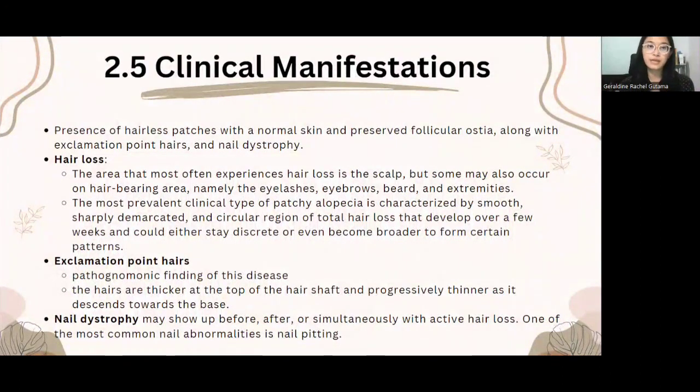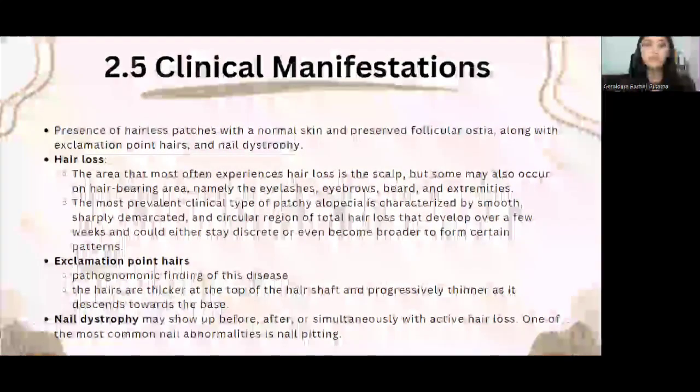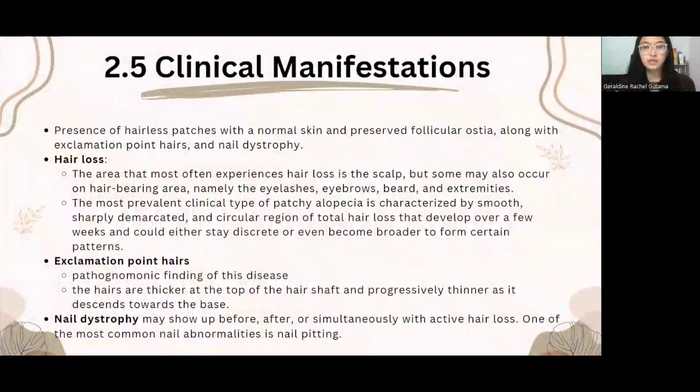For hair loss, the area most often affected is the scalp, but some may also occur on hair-bearing areas, namely the eyelashes, eyebrows, beard, and extremities. The most prevalent clinical type, patchy alopecia, is characterized by smooth, sharply demarcated, circular regions of total hair loss that develop over a few weeks and could either stay discrete or become broader to form certain patterns.